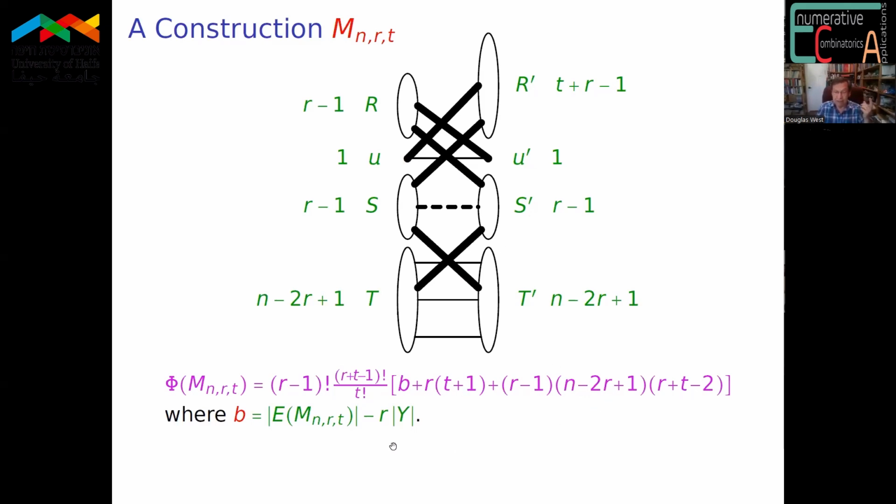Now, the interesting thing about this construction is what happens if we set R equal to 2? Well, this becomes 1 factorial, this becomes T plus 1, this becomes n minus 3 times T, and here's another 2 times T. So lo and behold, the formula reduces to exactly the result that is the minimum when R equals 2. So is this a sharpness example? Well, we don't know, but it reduces to a sharpness example when R equals 2. So maybe someone else can finish this up for us.